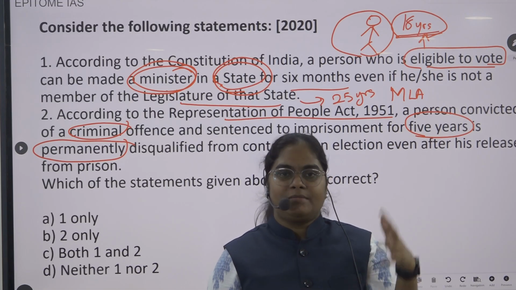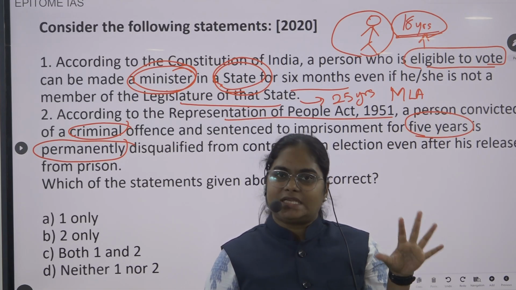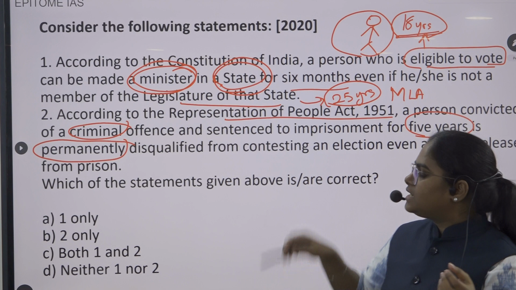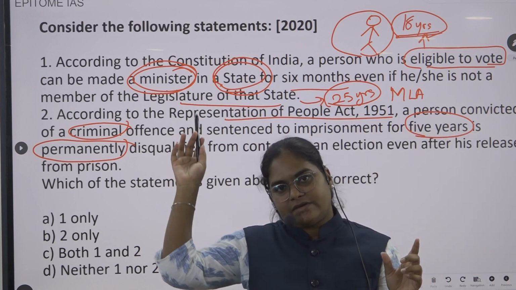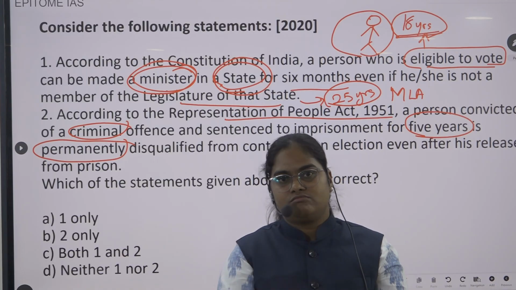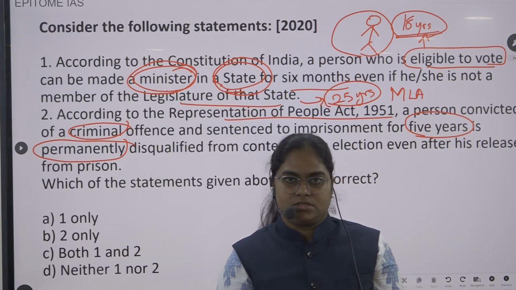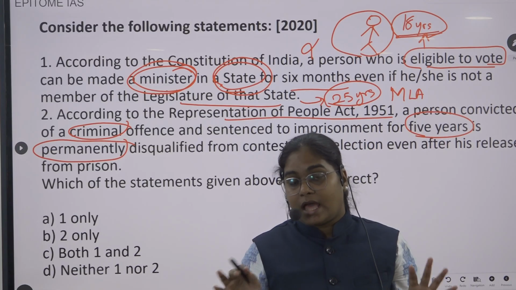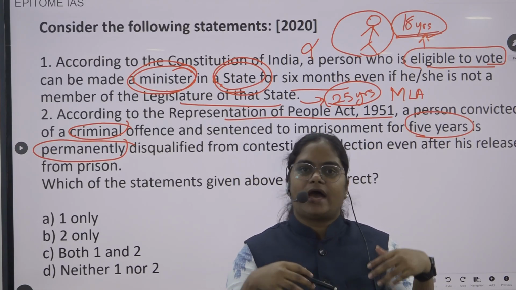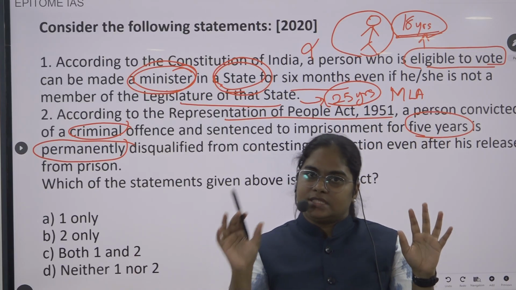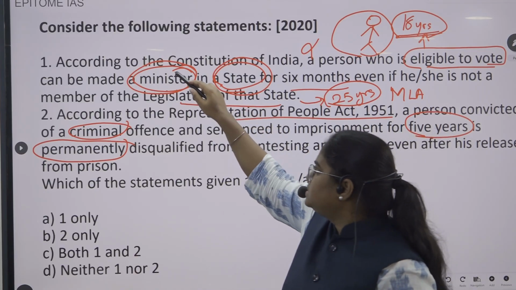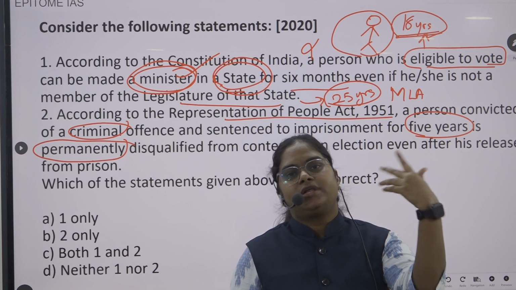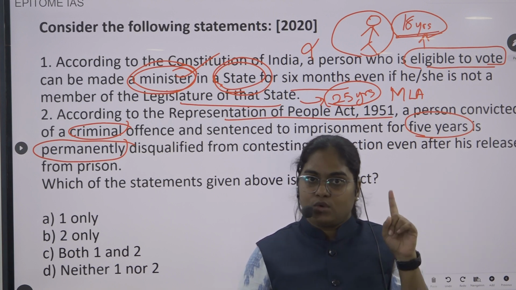Why? Because to become a minister or a member of the state legislative assembly, the minimum eligibility is that he should be at least 25 years. Because here they have given 18 years, are they eligible to be appointed as a minister? No, this is wrong. So this statement is a wrong statement. Otherwise, if he is actually eligible, if he is more than 25 years, then yes, they can appoint this particular person as a minister of the state legislative assembly even if he is not a member of the state legislative assembly, but only for 6 months.